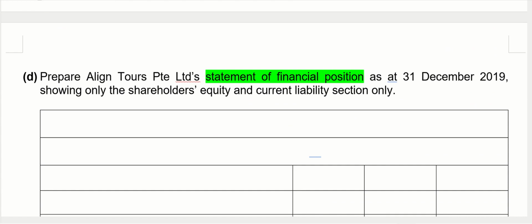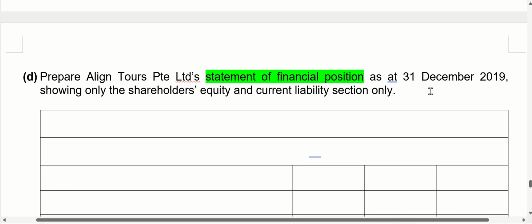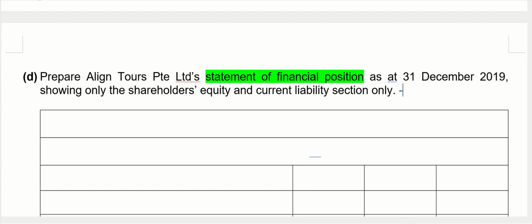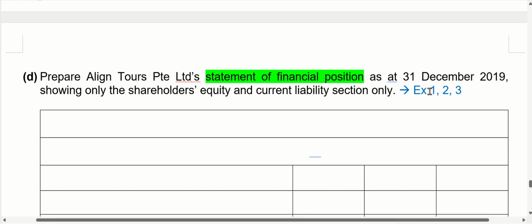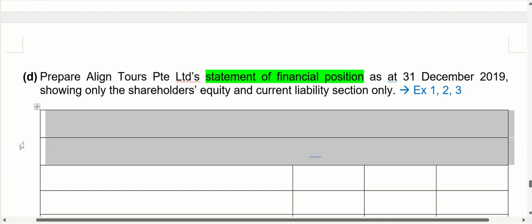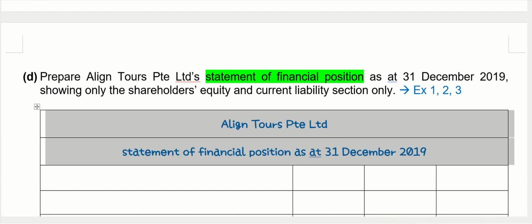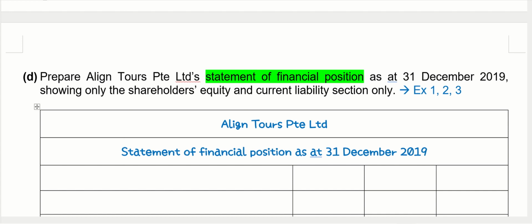And I am just going to ask you to perhaps just copy it later when you can pause it. And another thing that I want to say is that this example actually requires you to look at example 1, example 2, and example 3. You must look at all of them, okay? So now we are finally prepared to prepare our statement of financial position. Now the statement of financial position, the format is pretty much the same as the sole proprietor, no difference.